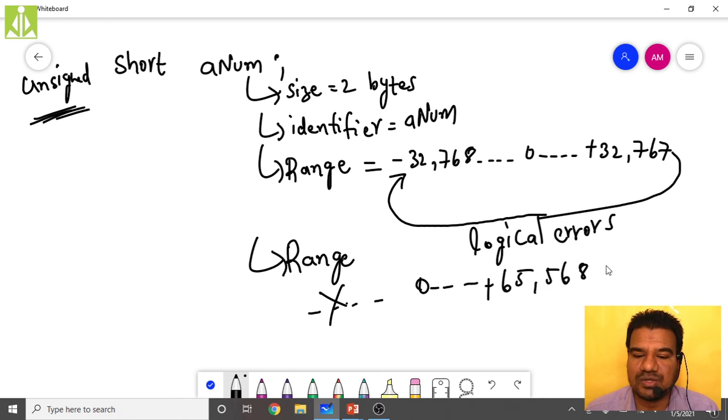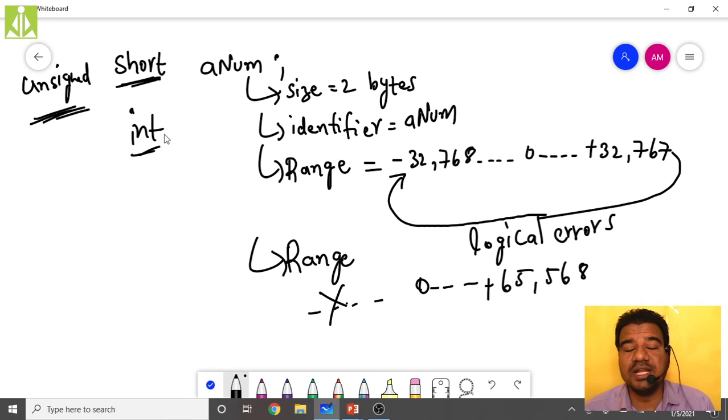So like this you can do. If you are using a greater value, like 70,000 or 80,000, then a short variable will not satisfy your need. If your calculation is going up to 70,000, 80,000, then short integer will not satisfy your range. Then you have to go for integer to get a bigger range.